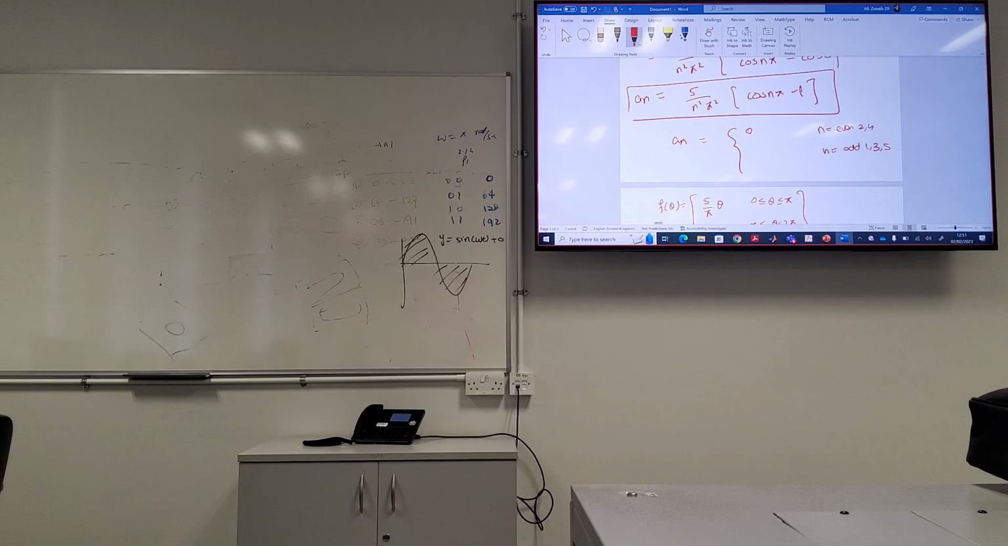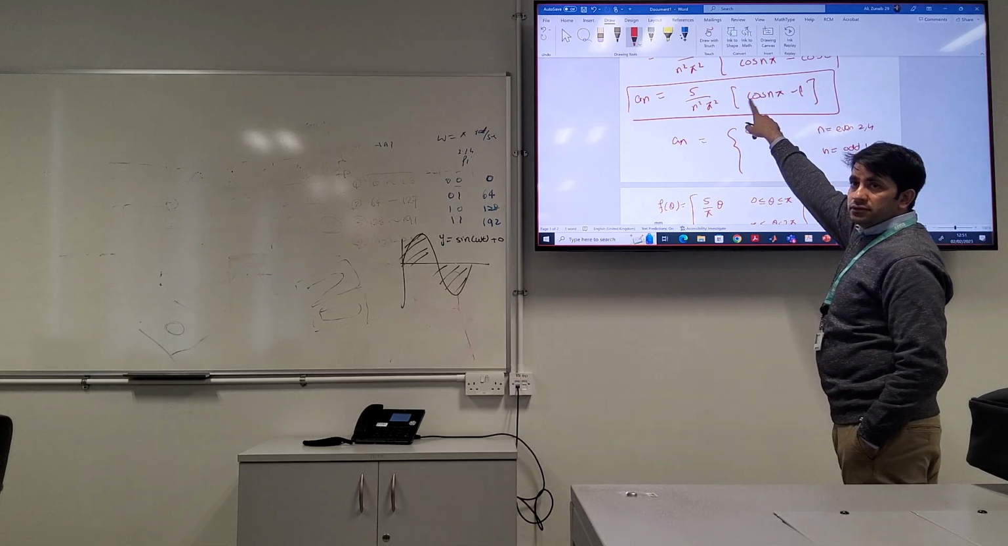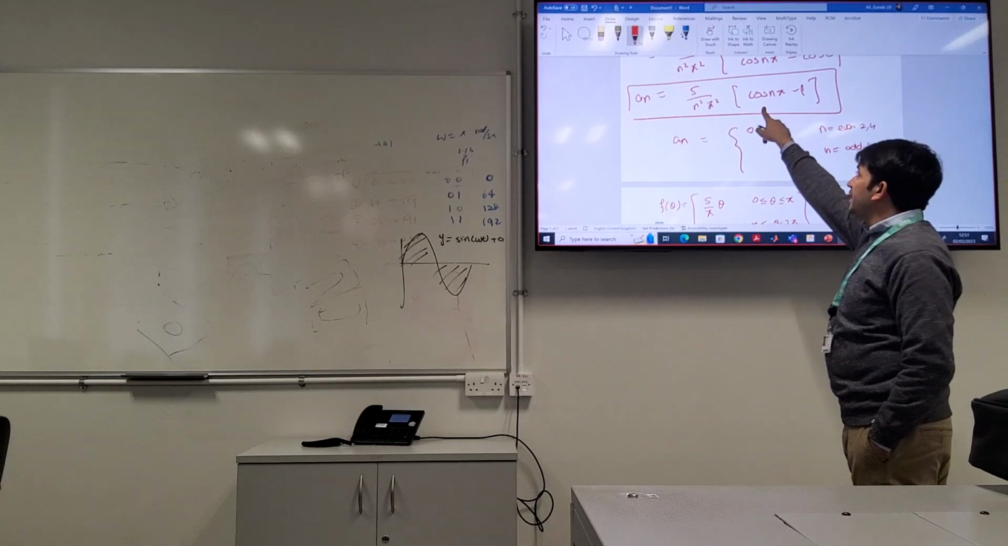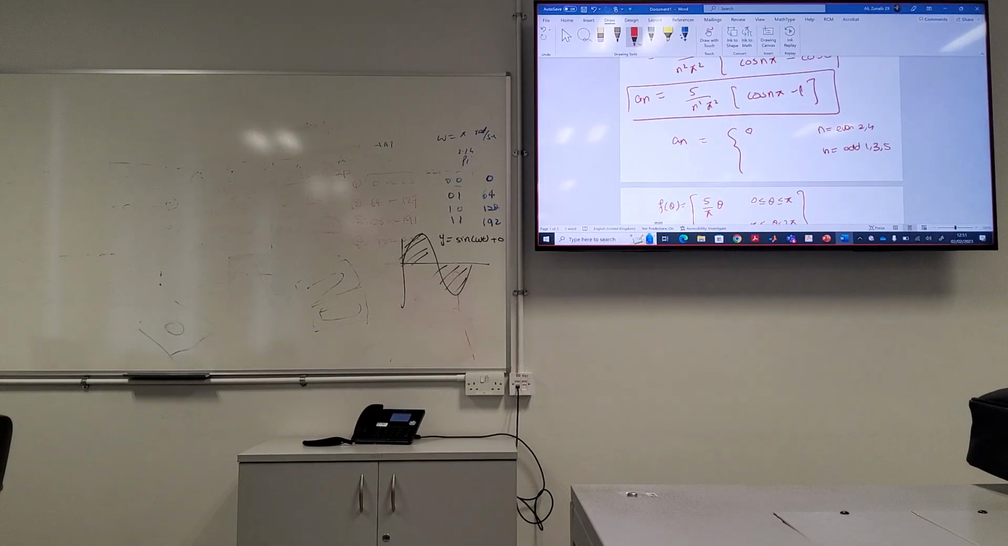So overall, what is an for odd? For odd, cosine of pi is minus 1. Minus 1, minus 1, minus 2. So minus 10 divided by pi square n square. So this was an, and as I said earlier, this function is not even, not odd, so it means that for this function we'll have a naught, an, and bn all.